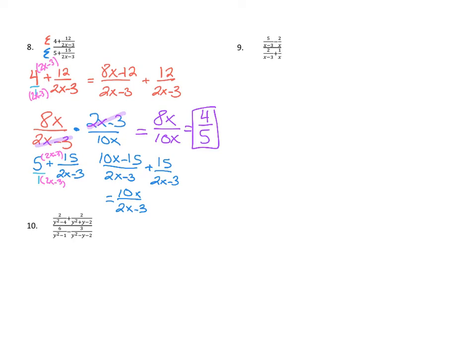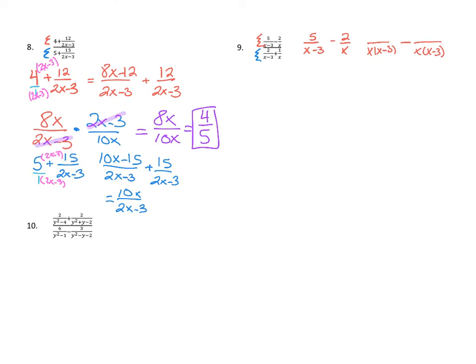So now looking at example 9, it's going to be similar to example 8, where I have a numerator and I have a denominator, and I'm going to need to get a common denominator within both. So if I'm looking at my numerator, I have 5 over x minus 3 minus 2 over x. So in these cases, these denominators don't have anything in common. So I'm just going to flip-flop my denominators. So my common denominator is going to end up being x times x minus 3.